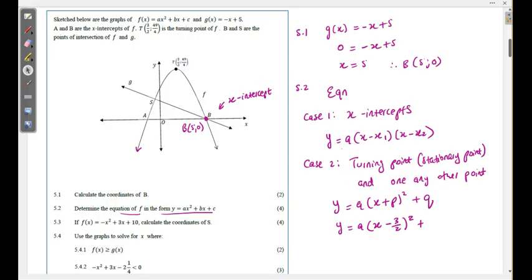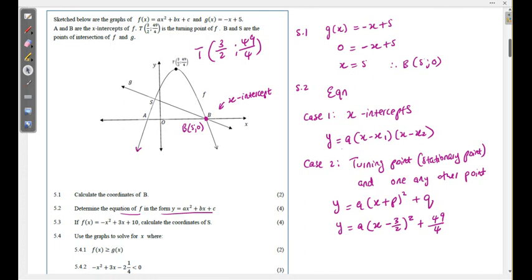It's actually here, 3 over 2 and 49 over 4. So here it's 49 over 4. That one you don't change its sign.